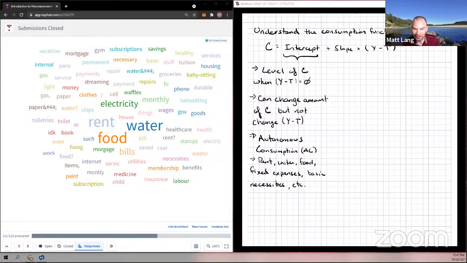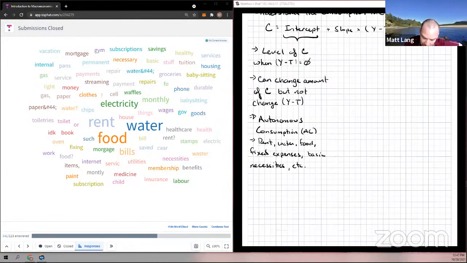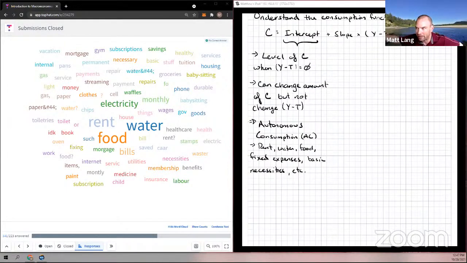So do I mean automatic or autonomous? I'm writing out autonomous, but it's derived from that. It has a similar meaning, and you can think of it almost as automatic consumption. But the correct terminology is autonomous consumption. So this is what we buy independent of our Y minus T, our take home income.